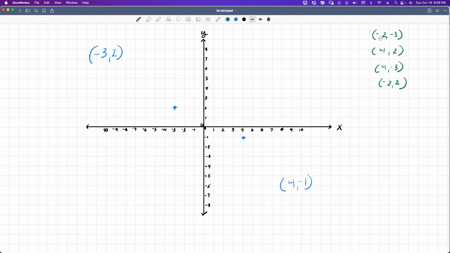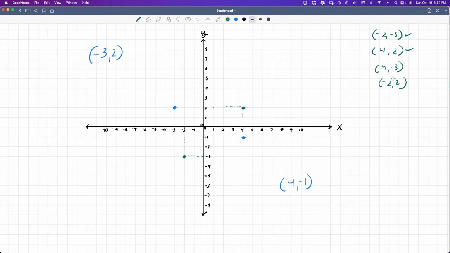So first we want to have -2, -3. That's going to be over here. So -2 is the x. So I'm going to take the -2 down to the -3, which is right here. And I'm going to put in a point. Okay, that's that one. Now let's do +4, +2. So here's +4. There's my little dots. And here's +2. So, all right, so right here is where they would cross. So I've got that point.